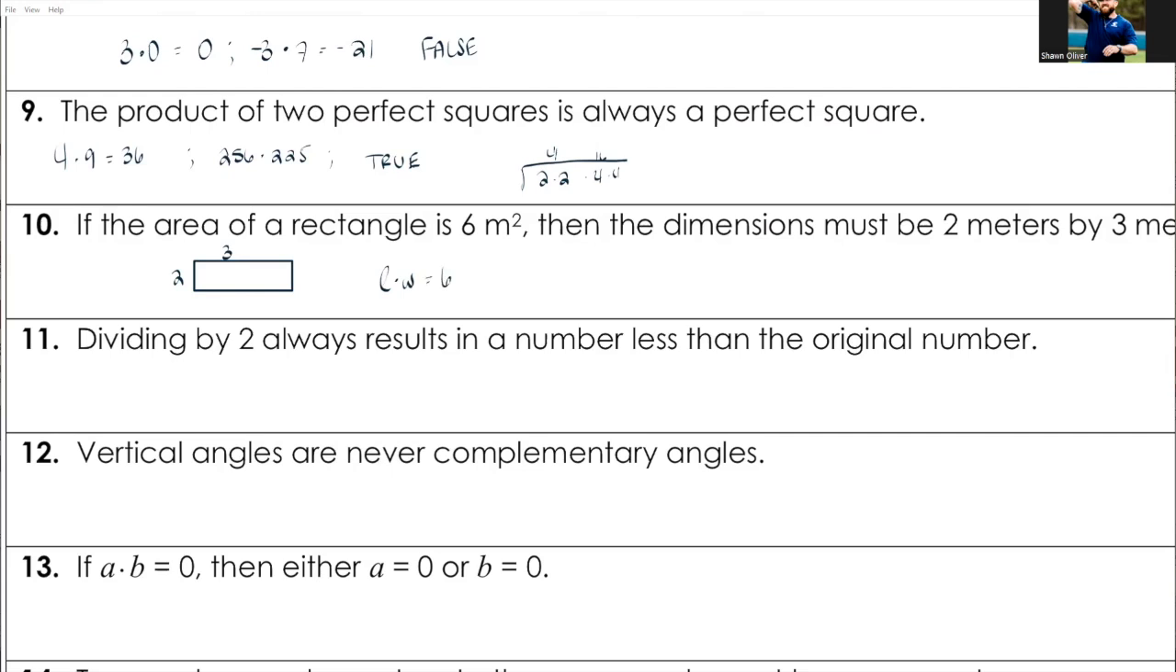Well, so we can say no. No's fine. We have to have a counterexample though. Yes. We could do 6 by 1. You can start going into the decimals, right? You can get pretty crazy with it.